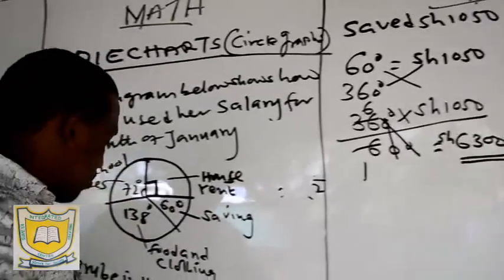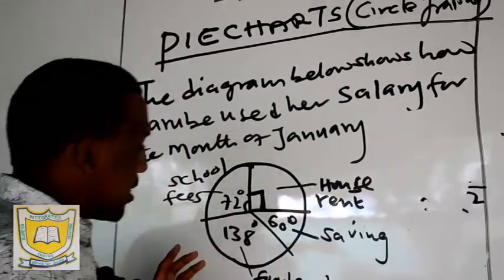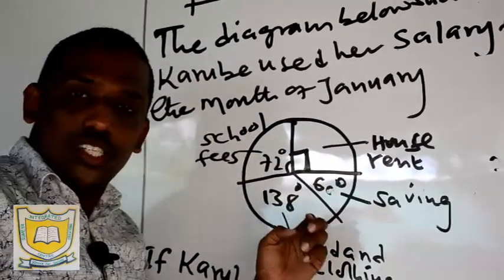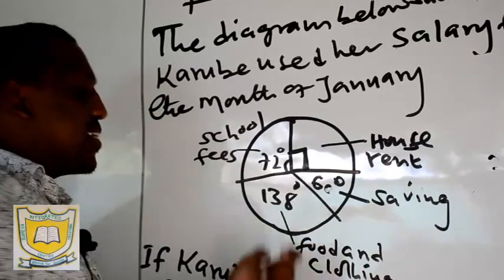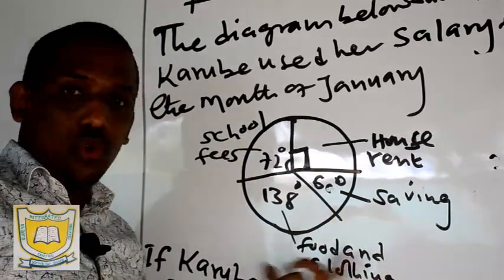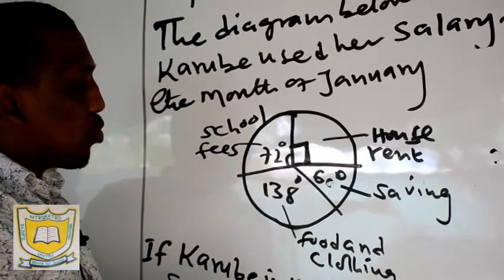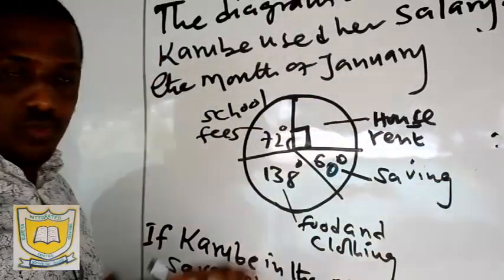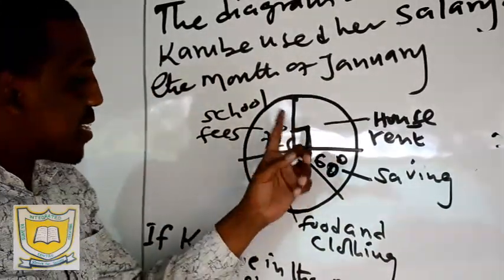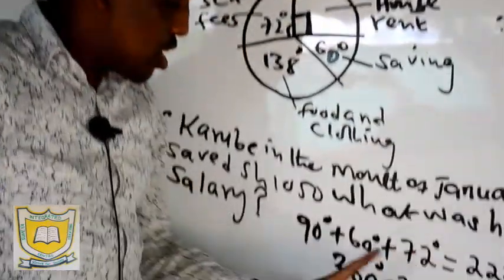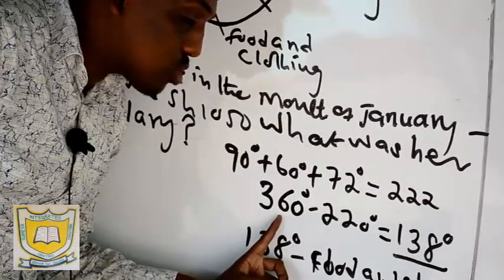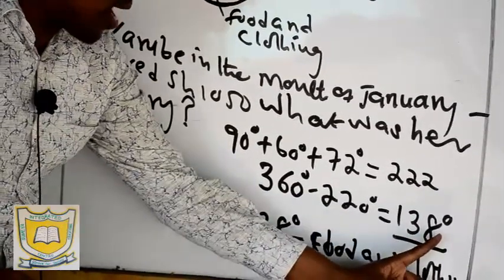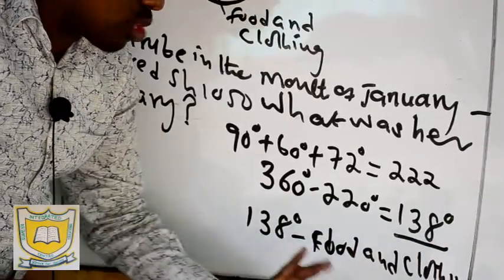It is very simple. The first thing, you always check the portions. This one has a degree, this one has a degree, this one has no degree, and this one has a degree. So you must find the degree for food and clothing. You add the degrees you have, then subtract from the total of 360 degrees. I added 90, 60 and 72 and got 222. Then 360 degrees total minus 222 degrees, for house, saving and school fees, gives 138 degrees for food and clothing, but they are not asking that.